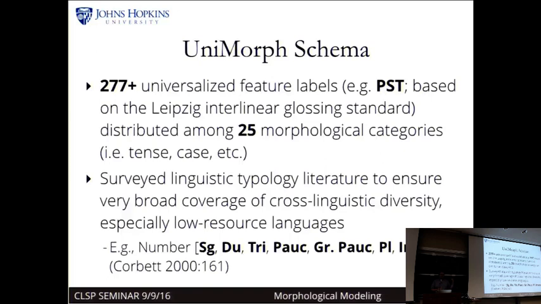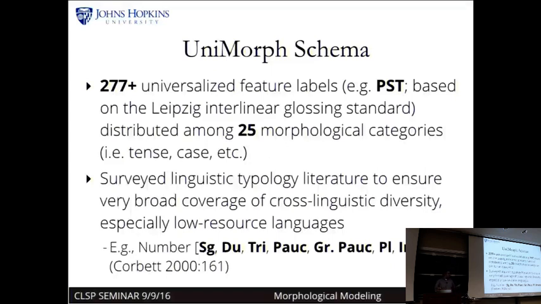The way we constructed this schema was, instead of trying to fit our labels to particular data sets, we started with linguistic typology literature. John did a lot of work. He took out a lot of real physical books from the real physical library, which is pretty rare. We tried to get as fine-grained distinctions as we could, specifically so that we could cover diversity, especially in a lot of low-resource languages.